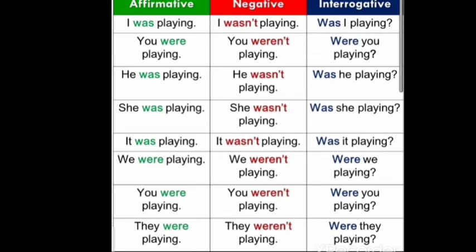Let's see some more examples. I was playing, in the affirmative sentence. In the negative sentence, I wasn't playing. Interrogative, was I playing? Let's see the remaining examples. You were playing. You weren't playing. Were you playing? He was playing. He wasn't playing. Was he playing?